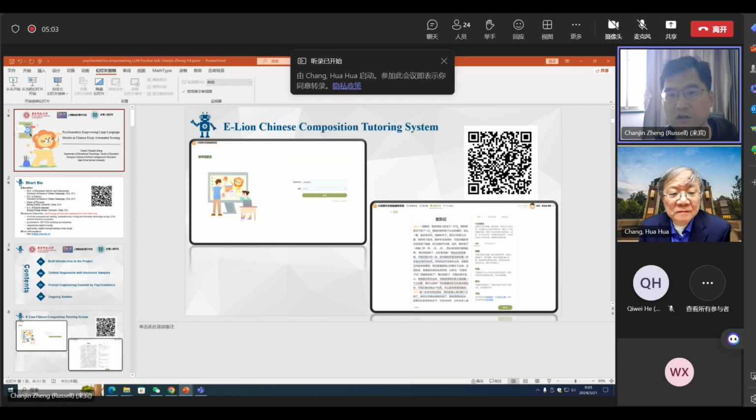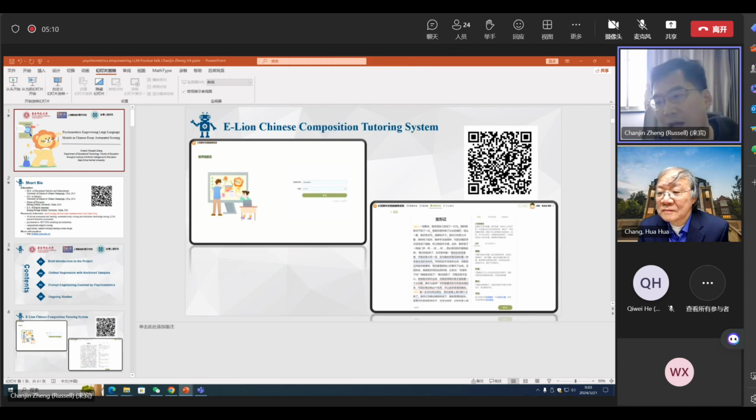You will see, this is called E-Line, a Chinese Composition Tutoring System. It's a web-based application, so the web page is quite clean and simple. This is the major page. We have two panels here. On the left is a student's essay, and on the right we have the detailed feedback for the students. We have 3 tabs: for the whole essay, for the sentences, and for the paragraphs.